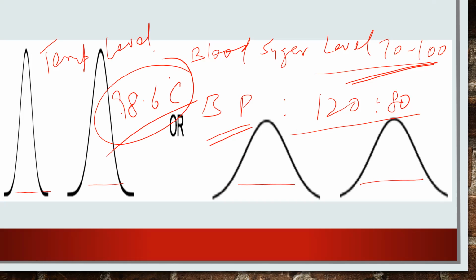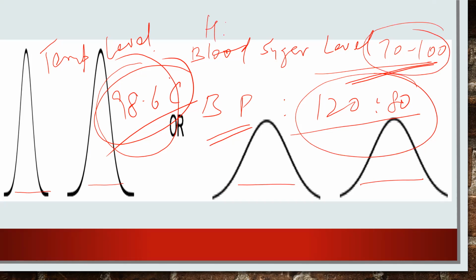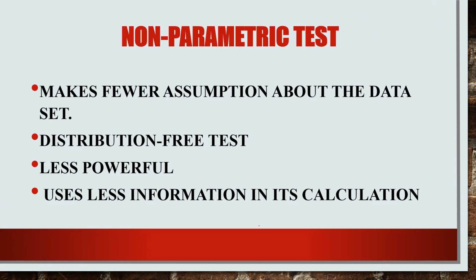So when the data is calculated in this way for various people, we take the temperature level, the blood pressure level, and the blood sugar level, or one more measure which is HbA1c, normally 5.5 and above, which keeps on changing. Under these conditions, these are considered normal conditions, and data collected like that is known as parametric data. But things are not always like that. There are certain conditions when these assumptions are not met. When few assumptions are met and there is no distribution, that is known as non-parametric test.